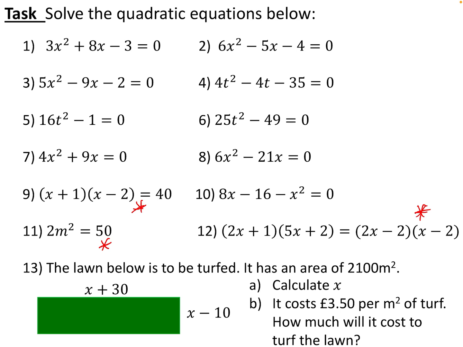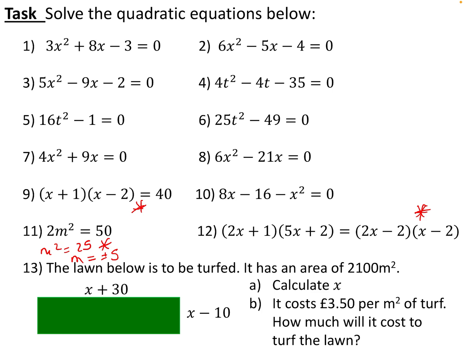Okay, for question 9, you would have needed to have expanded these brackets and simplified it, then subtracted 40 from both sides to get it to equal 0. Equally, for question 11, you would have needed to subtract 50 from both sides to get 2m squared minus 50 equals 0, and then you can start to try and solve that one. Alternatively, you could have instead tried to isolate m squared by dividing by 2, and you'd get that m squared equals 25, which tells me that m is equal to positive and negative 5 when I take that square root.